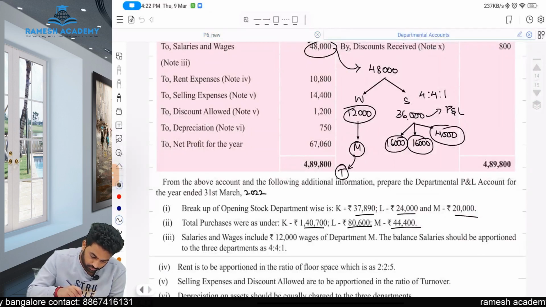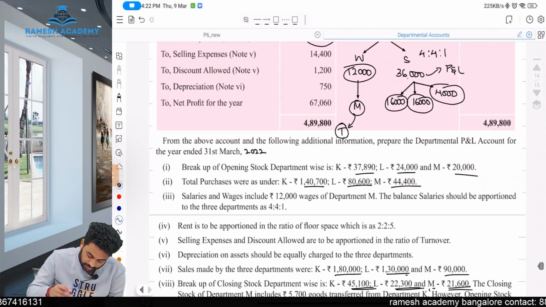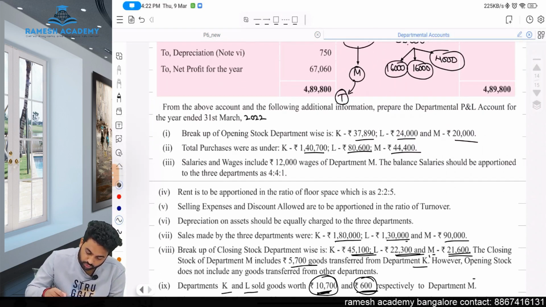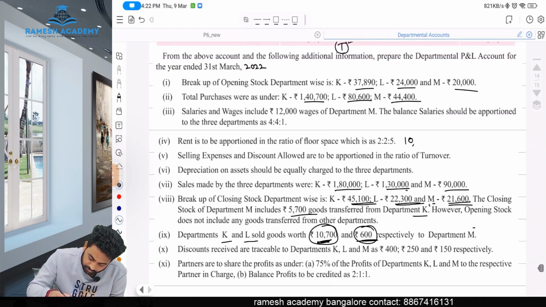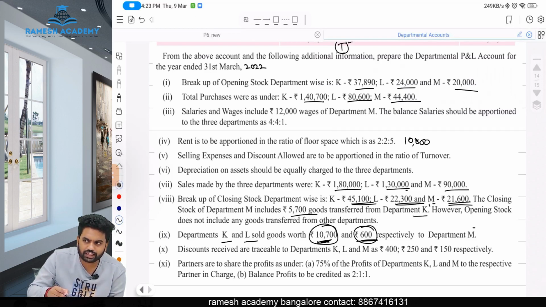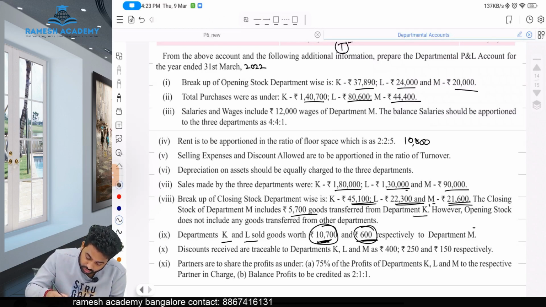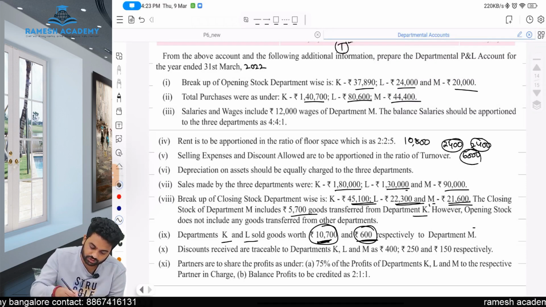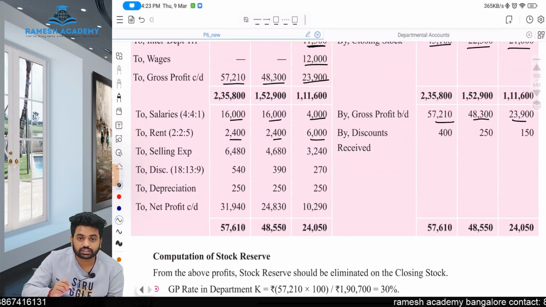Next, rent expenses 10,800 is there, and they are telling rent is to be apportioned in the ratio of 2:5. So rent expense is 10,800, divided by 9, which will come to 1,200. 1,200 into 2 is 2,400 and 5 is 6,000. So rent is 2,400, 2,400 and 6,000. Okay, done.